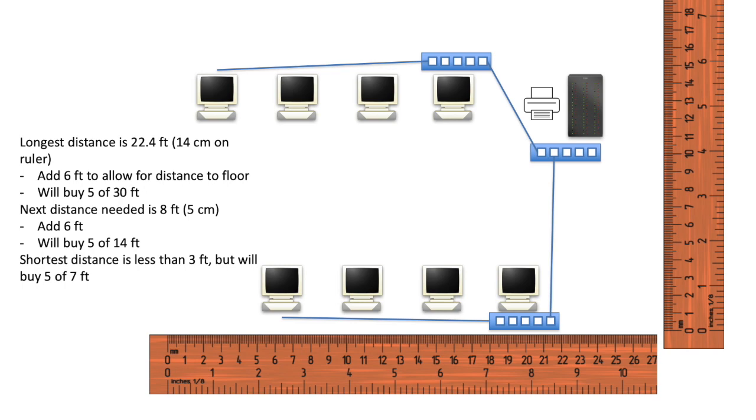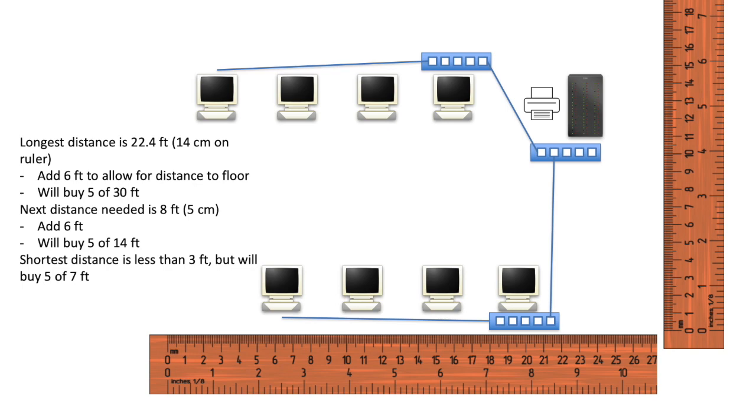So once I allow my 22.4 feet plus the 6 feet, the next highest level of feet in terms of what I can actually buy is a 30-foot patch cable, and I'm going to buy 5 of those. If I look at my diagram here, that's going to take care of the 4 workstations that are furthest away from their switch, and then the distance between the switch on the bottom of my diagram and the core switch. So that trunk line there will also be one of those 30-foot patch cables.